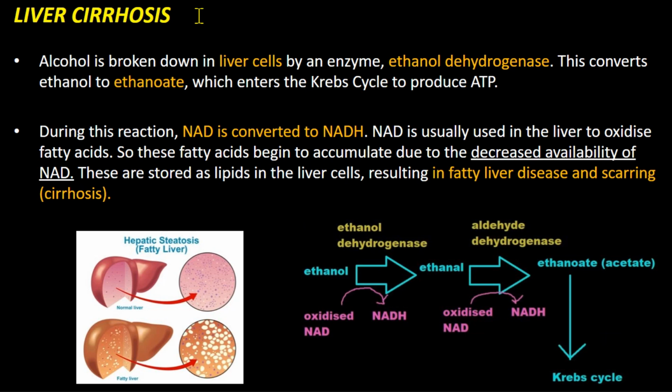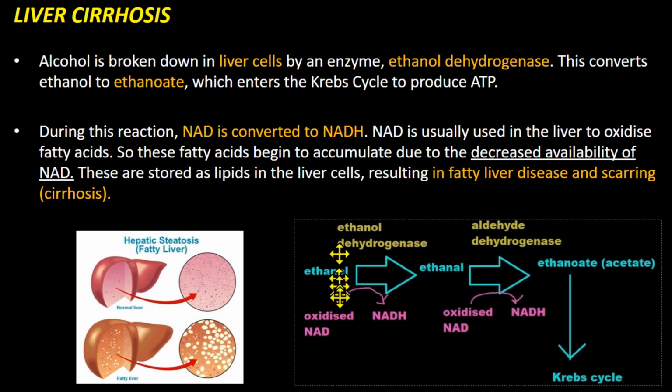So what happens during liver cirrhosis? Cirrhosis means scarring. Alcohol is usually broken down in liver cells, or hepatocytes, by an enzyme called ethanol dehydrogenase. This would convert alcohol to ethanoate, which would then eventually enter the Krebs cycle to produce ATP. That's what you're seeing here: ethanol to ethanal to ethanoate.